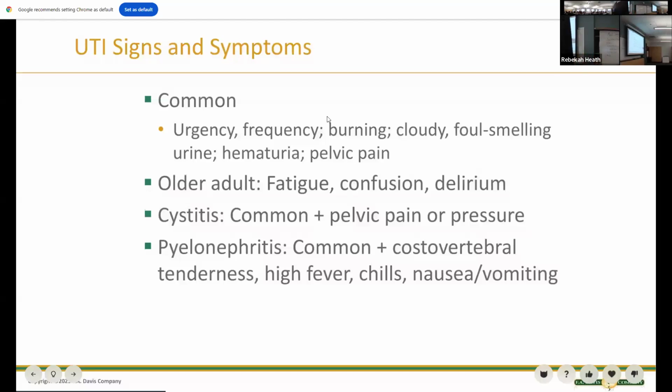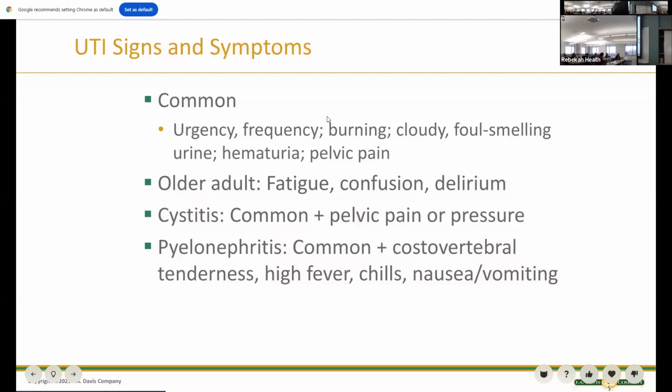In older adults, like you learned last term with our geriatric care, older adults are fun. They don't always do the usual. They might present differently from everybody else. In fact, when an older adult starts getting confused and acting different, one of the first things we do is a urine analysis. Because oftentimes their first sign and symptom of a UTI is confusion or just something being off. So we always want to keep a careful eye on our older adults.